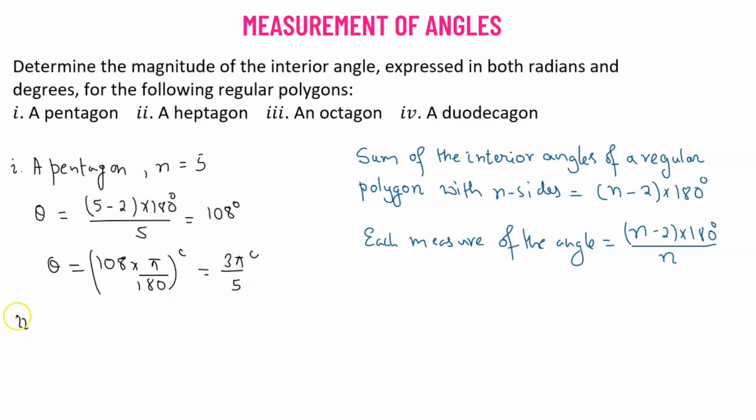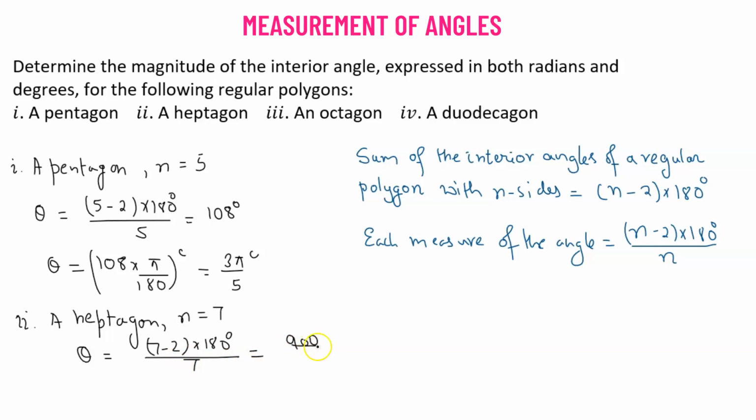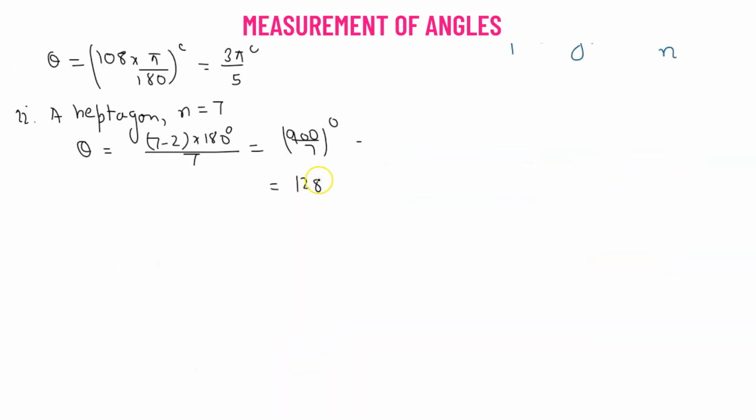Okay, let's move on to the second one, which is a heptagon. Now for a heptagon, the n value is going to be equal to 7, because a heptagon has 7 sides. Here n represents the number of sides, of course. So the theta value comes out to be 7 minus 2 multiplied by 180 degrees divided by the total number of sides. So this comes out to be equal to 900 over 7 degrees, which is 128 and 4 over 7. So this is going to be in degrees. So we have 128 degrees and 4 over 7 degrees.